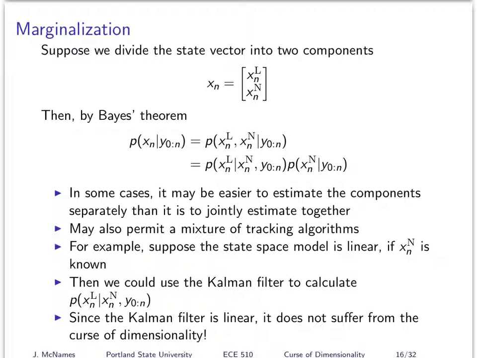If you can factor your posterior in this way, then there are some big gains that can be had by essentially using the Kalman filter to do this part and using the particle filter to do this part, in potentially a much lower dimensional space, where you have fewer problems with the curse of dimensionality.